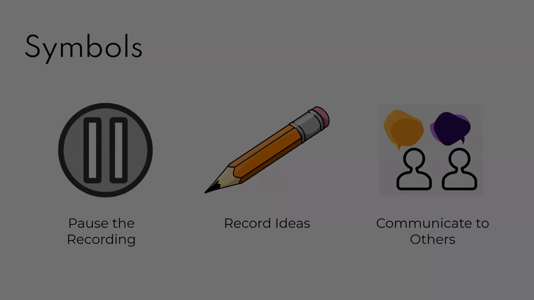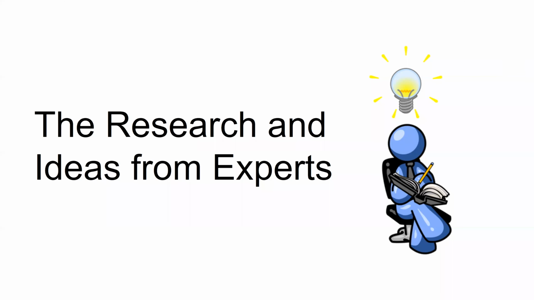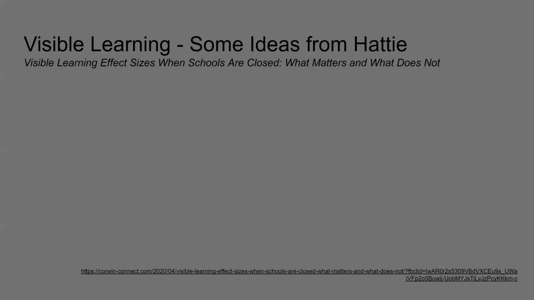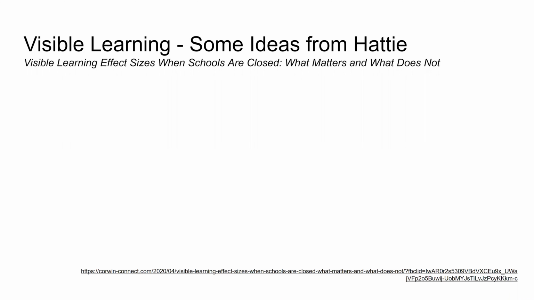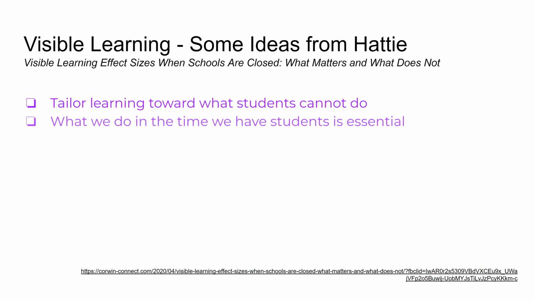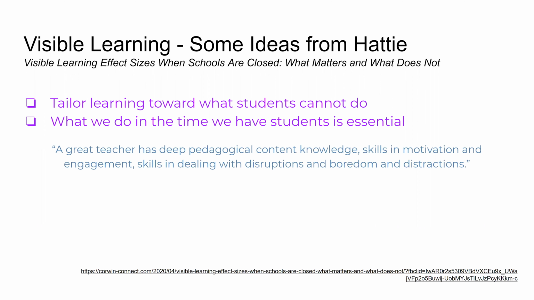All right, let's jump into the research. We've got to have a little heavy before we get to the light and the fun and the creativity. But first, let's hear from some of those experts. We are all very familiar with John Hattie and his work with visible learning. Recently, he came out with an article published by Corwin called Visible Learning Effect Sizes When Schools Are Closed, What Matters and What Does Not. In this research, he came up with a couple of touch points. We want to make sure that we tailor the learning towards what students cannot do. We want to make sure that what we do in the time that we have students is essential, so we don't waste any time while we have them with us.